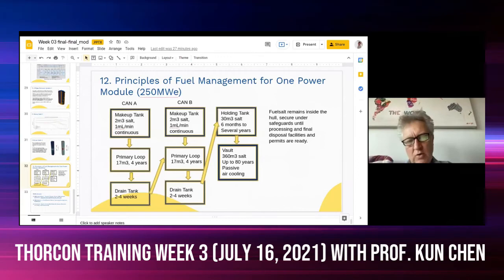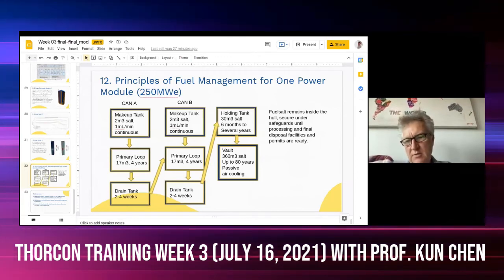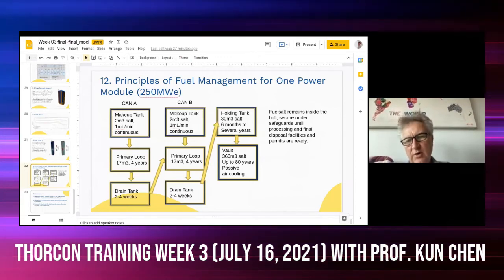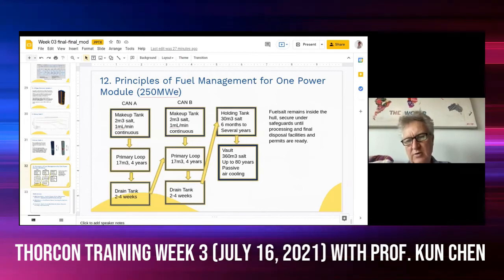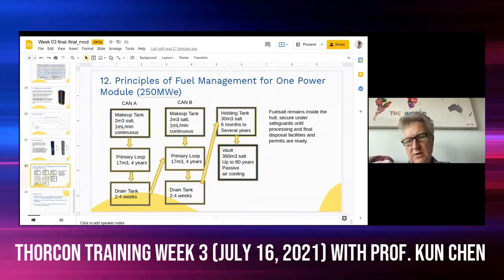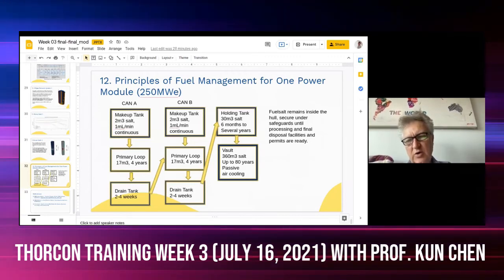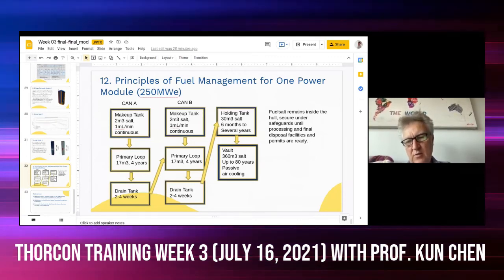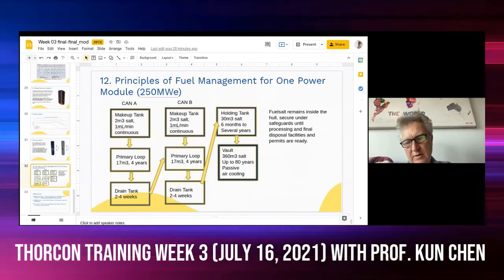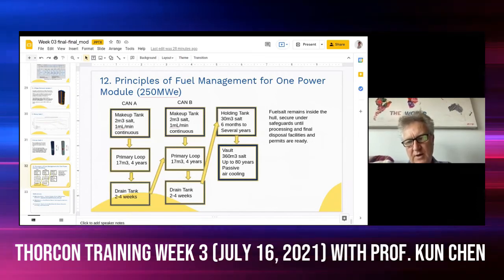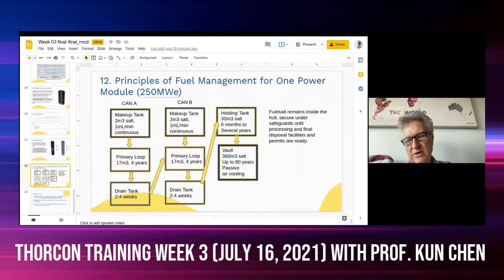It was not a goal for ThorCon to make a thermal breeder. Our goal was to make a reactor that was cost effective, that could compete directly with coal, and that we could build without having to extend ourselves with a lot of R&D.